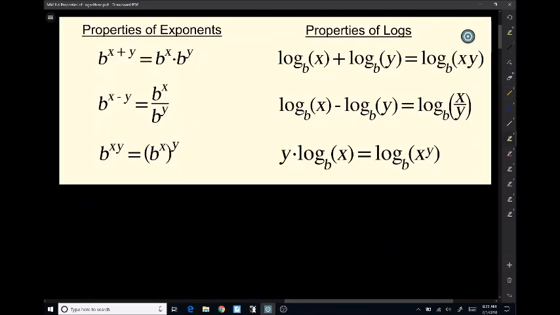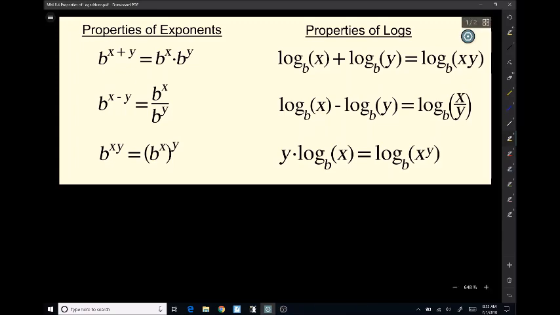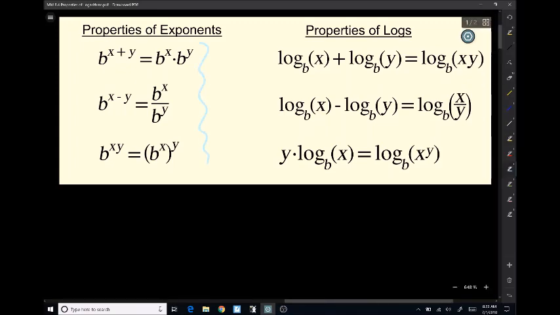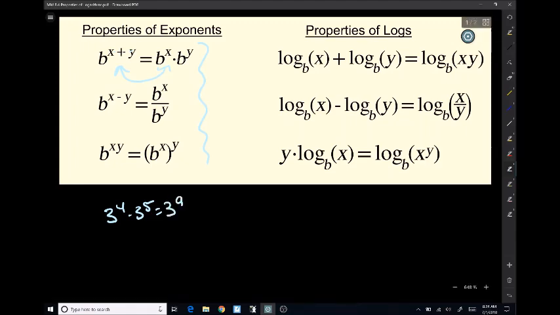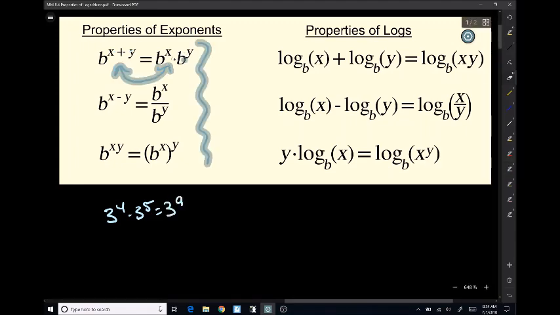Here's 3 more properties of logs. On the left side, I have properties of exponents, just to remind us of how these work. And these are actually written in a way that you don't usually see. Usually this order is flipped. You would say b to the x times b to the y equals b to the x plus y, right? Like 3 to the 4th times 3 to the 5th is really 3 to the 9th. I have it written in this backwards form to show the symmetry of how this relates to properties of logs.